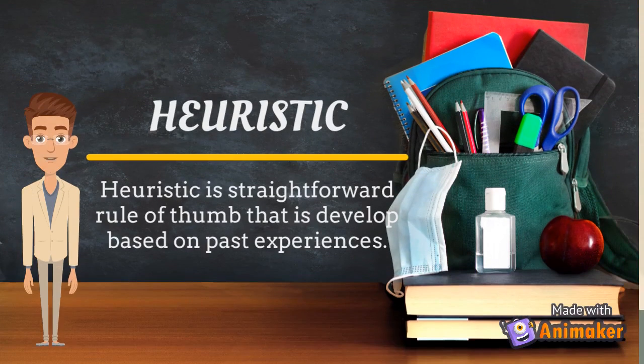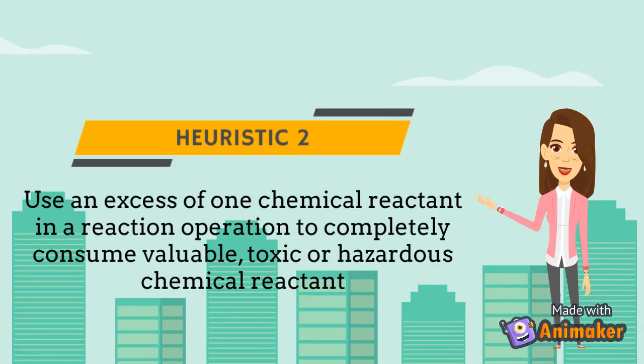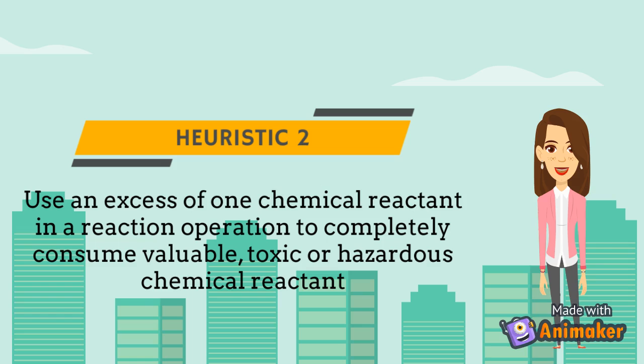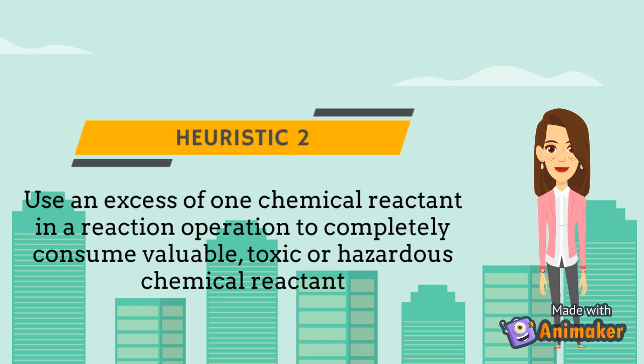Before that, let me explain what a heuristic is. A heuristic is a straightforward rule of thumb that is developed based on past experiences. Heuristic 2 says that we should use an excess of one chemical reactant in a reaction operation to completely consume a valuable, toxic or hazardous chemical reactant. The MSDS is used to indicate which chemicals are toxic and hazardous.